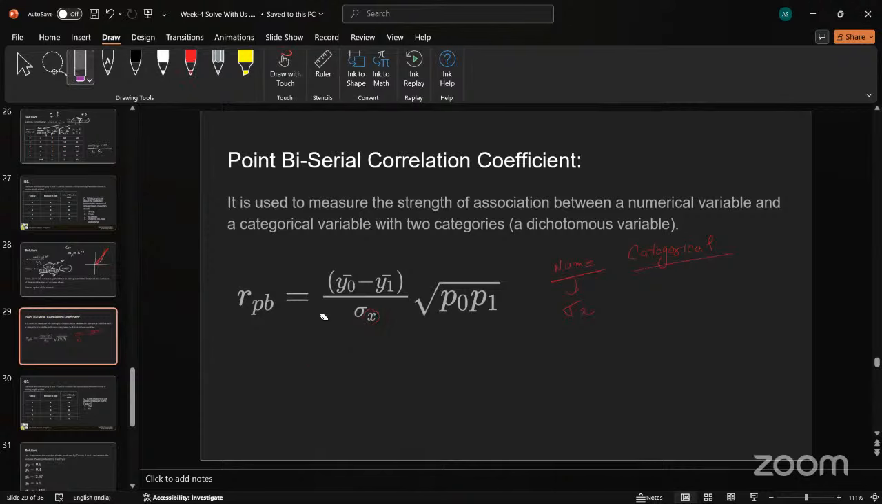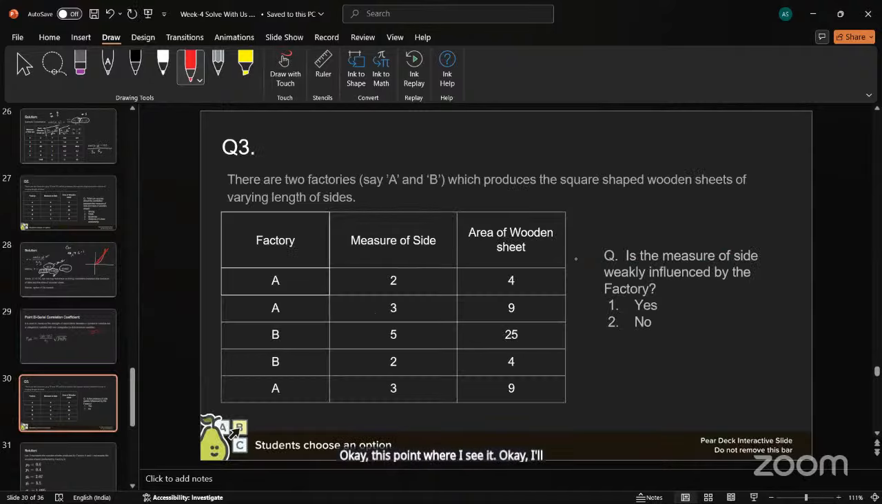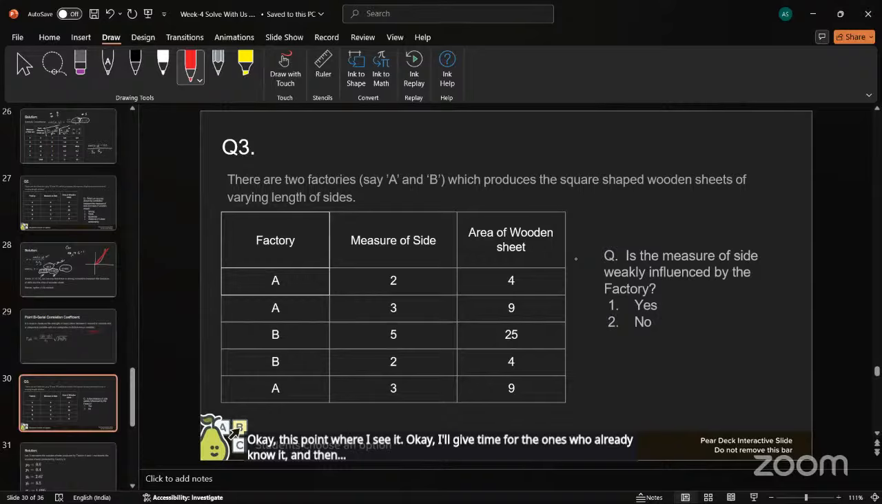Please help us in understanding this concept, this point biserial. Okay, I'll give time for the ones who already know it, and then I'll discuss it in the solutions.